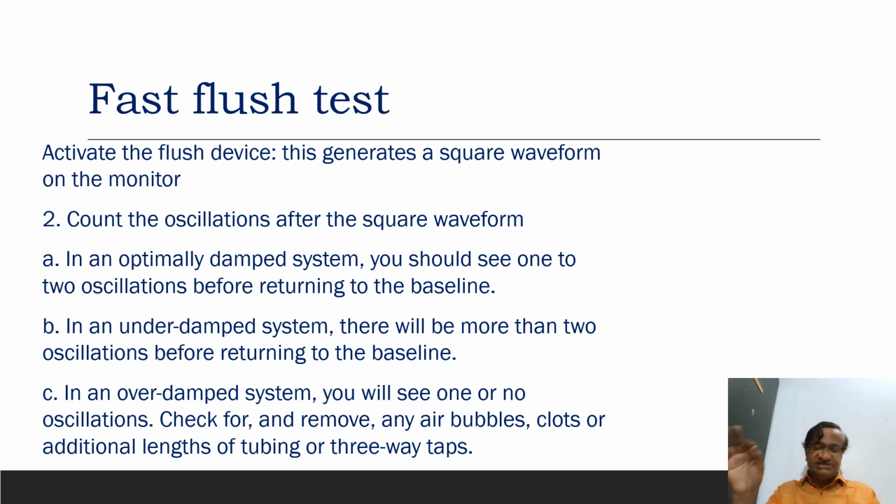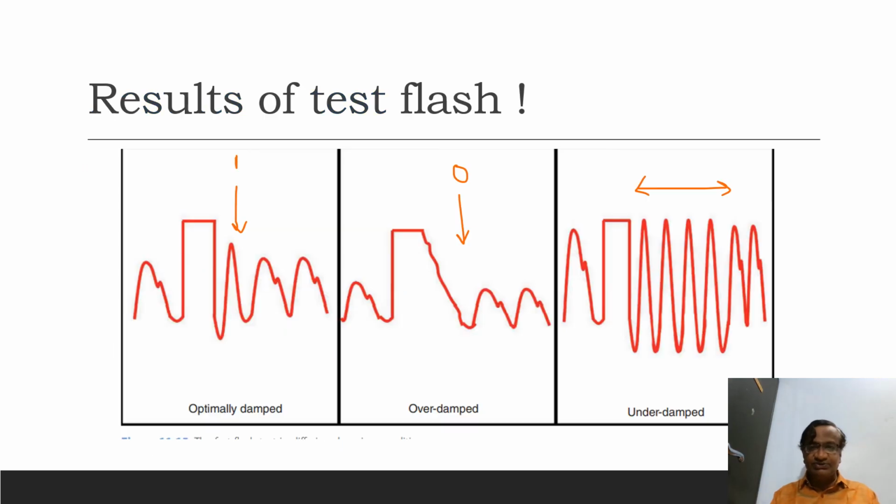What is a fast flush device? I already told that. A pressurized 300 millimeter saline is coming to a flow restrictor. If you remove this, it flushes. Now we drop it. Now count the oscillation after the square form. We will have a square form and flushing. Now I will show you.